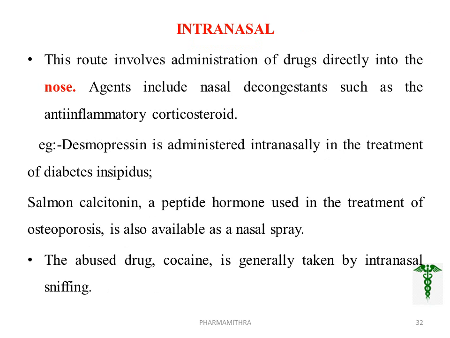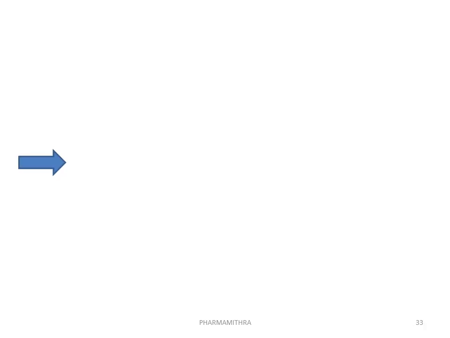Intranasal, that is, this route involves the administration of drug directly into the nose. Agents include nasal decongestants and anti-inflammatory corticosteroids. For example, desmopressin is administered intranasally and used in the treatment of diabetes insipidus. Second, salmon calcitonin, a peptide hormone used in the treatment of osteoporosis, is also available as a nasal spray. Then the abuse drug cocaine, which is generally taken by intranasal sniffing.